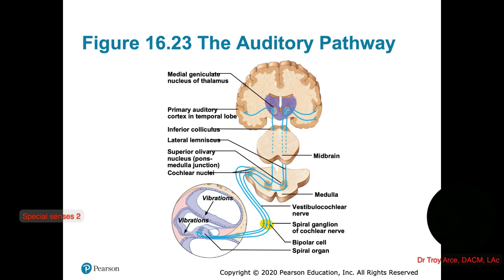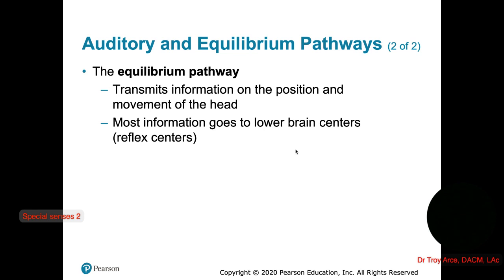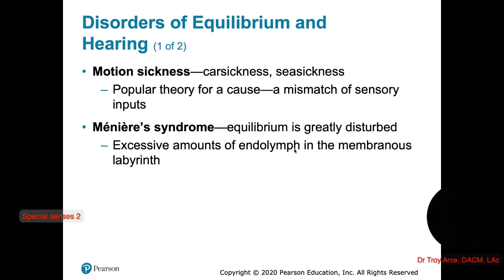And let's see what's next for us. So the equilibrium pathway transmits information on the position and movement of the head. As you saw on the ice figure, most information goes to the lower brain centers, the reflex centers, to maintain your balance, actually. So your motion sickness, your car sickness, seasickness, popular theory for a cause is a mismatch of sensory inputs. You don't know what to do, which way is up. Then you have Meniere's syndrome. The equilibrium is greatly disturbed, and you have excessive amounts of endolymph in the membranous labyrinth.